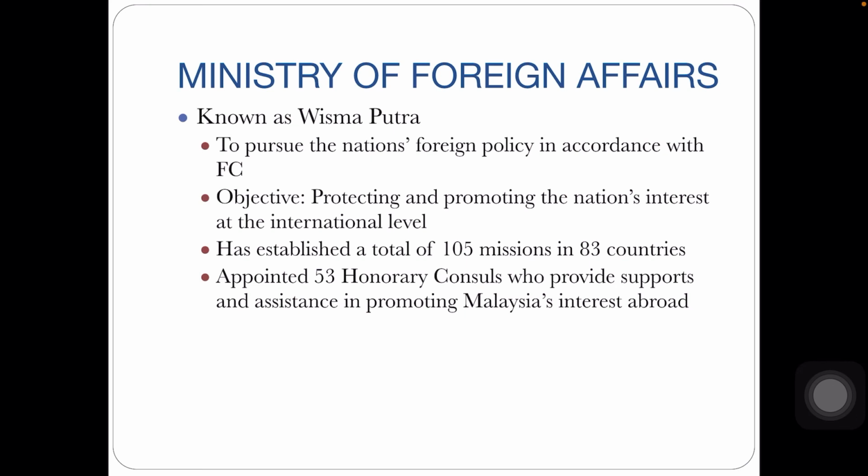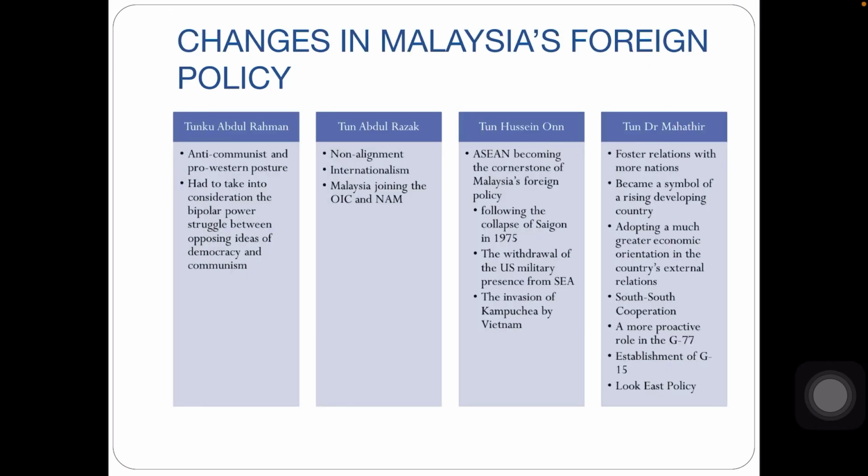The function of the Ministry of Foreign Affairs is to pursue the nation's foreign policy in accordance with the Federal Constitution. So the main objective of foreign affairs is to protect and promote the nation's interests at the international level. So how? First, it has established a total of 105 missions in 83 countries, and the Ministry of Foreign Affairs appointed 53 honorary consuls who provide support and assistance in promoting Malaysia's interests abroad. So this is the timeline of changes in Malaysia's foreign policy.